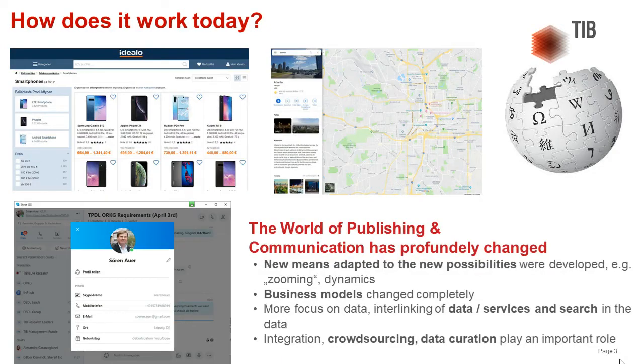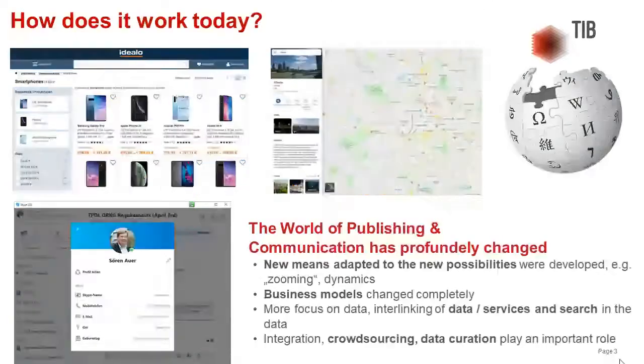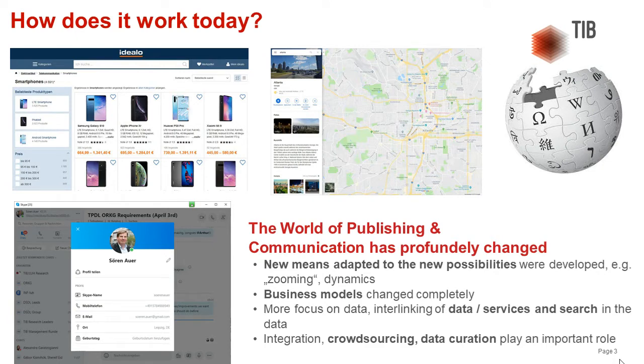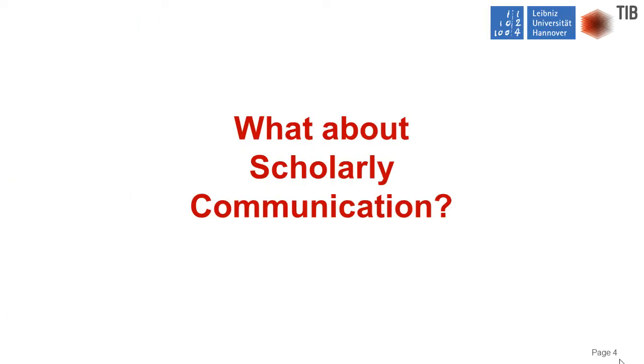There are new means adapted to the new possibilities. For example, we can zoom into the information, we have more dynamics. The business model is completely changed. There is more focus on data, on interlinking of data, on services, search in the data. We have an integration from a large number of data sources, crowdsourcing, and data curation. These all play a crucial role.